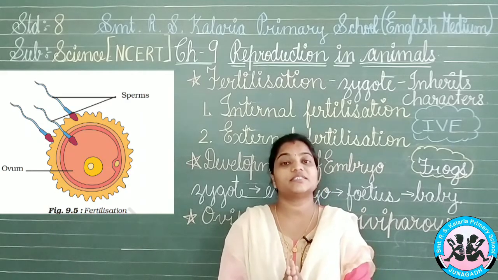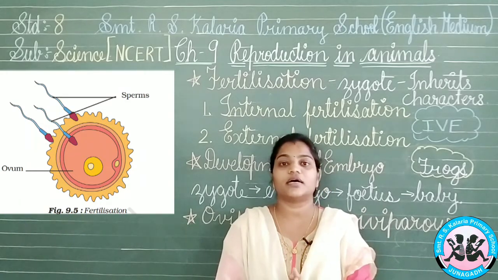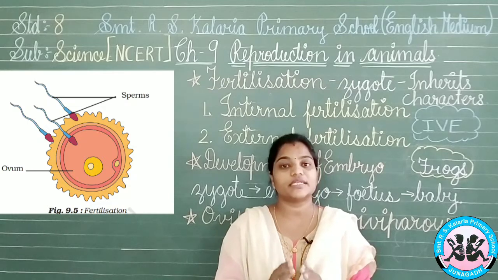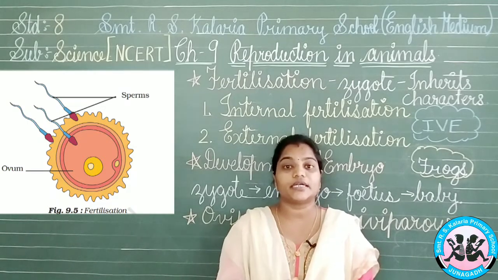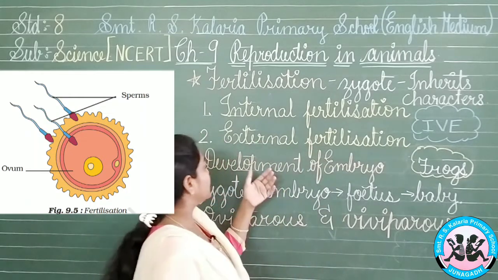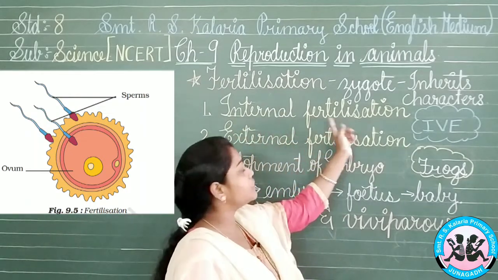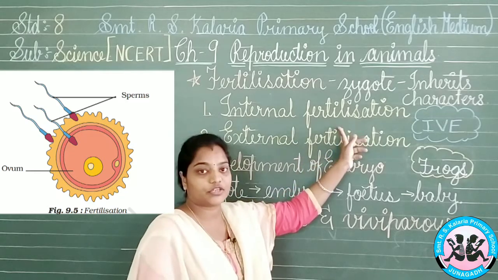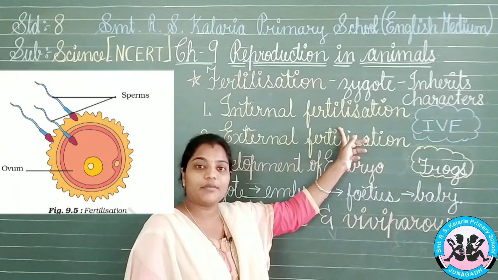Now, as this is conducted inside the body of the female, it is known as internal fertilization. So, this is the internal fertilization which goes on in the female structure in all animals.